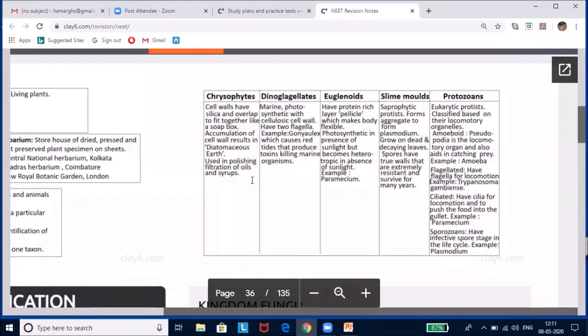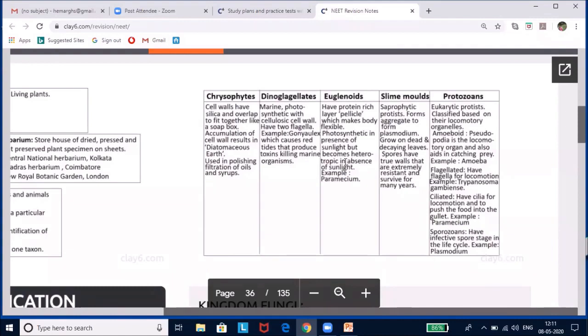Now let us get back to the next class, that is dinoflagellates. These dinoflagellates are mostly marine and photosynthetic. They will appear in different colors like yellow, green, brown, blue, or red depending on the pigments, which can be chlorophylls, xanthophylls, fucoxanthins, carotenoids, etc. Most of them have 2 flagella that are placed longitudinally and transversely in a furrow between the wall plates.